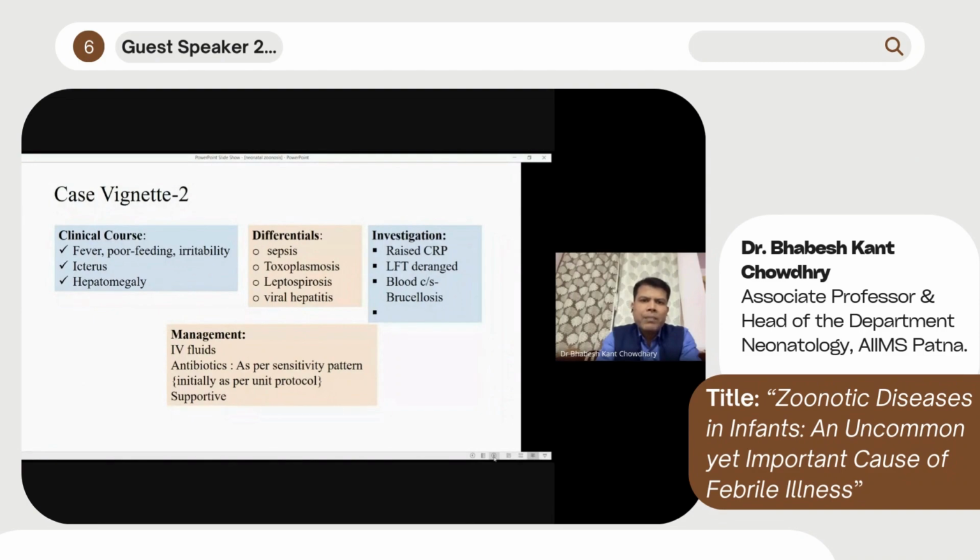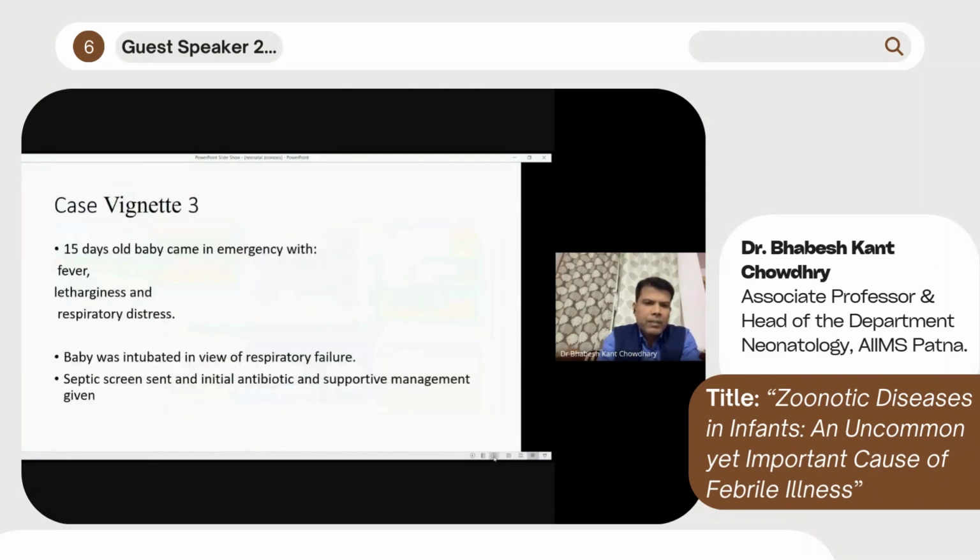Our differential diagnosis was sepsis, toxoplasma, and viral hepatitis. Investigations showed that CRP was raised, LFT was deranged, and blood culture came out as brucellosis. In this case, IV fluid was started, and initially the antibiotic was started as per the unit protocol in view of sepsis. Later, when brucellosis came, antibiotics were given as per the sensitivity pattern, and the baby improved.